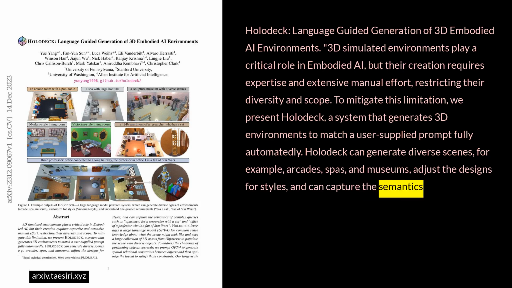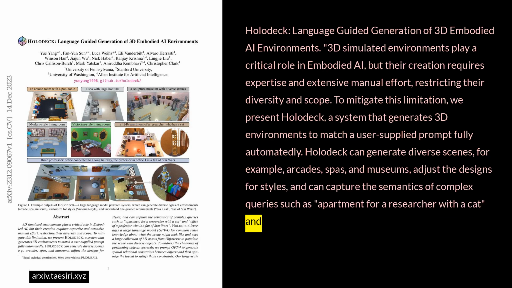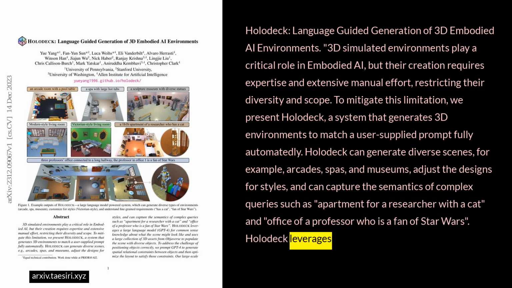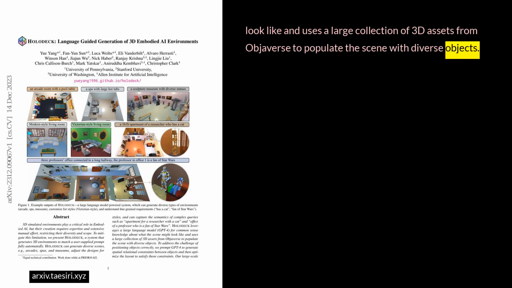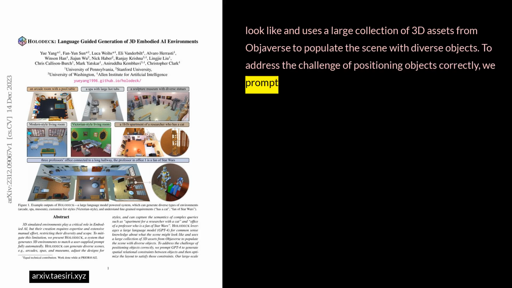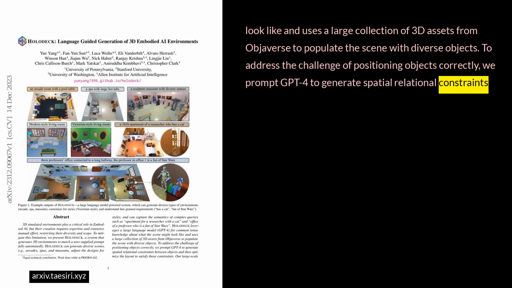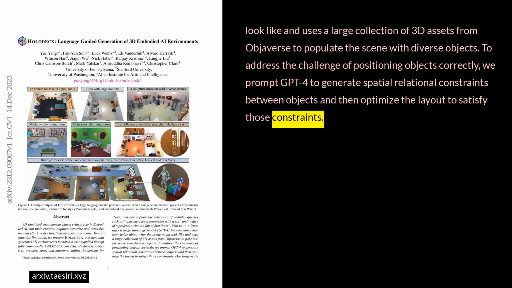Holodeck can generate diverse scenes, for example, arcades, spas, and museums, adjust the designs for styles, and can capture the semantics of complex queries such as apartment for a researcher with a cat and office of a professor who is a fan of Star Wars. Holodeck leverages a large language model, GPT-4, for common-sense knowledge about what the scene might look like, and uses a large collection of 3D assets from Objaverse to populate the scene with diverse objects. To address the challenge of positioning objects correctly, we prompt GPT-4 to generate spatial relational constraints between objects, and then optimize the layout to satisfy those constraints.